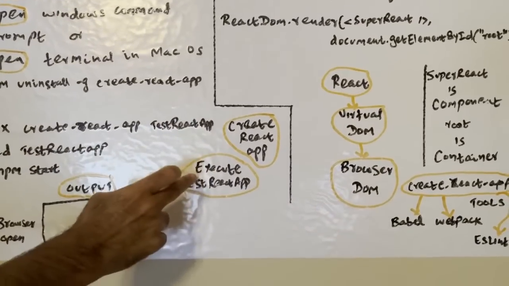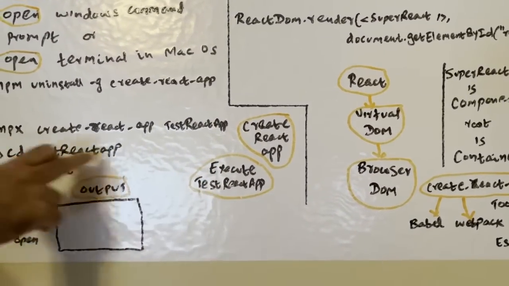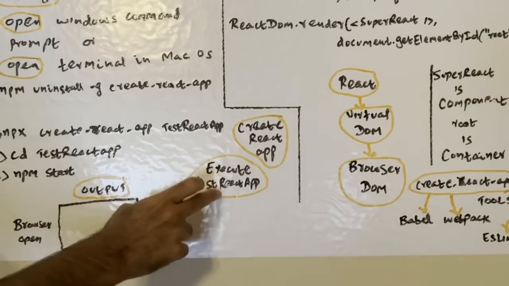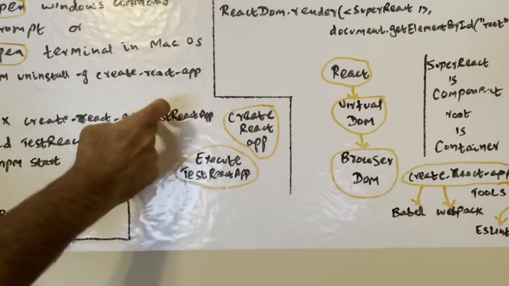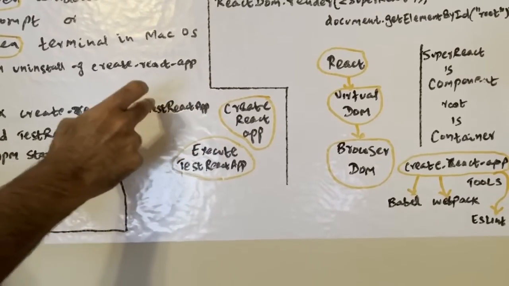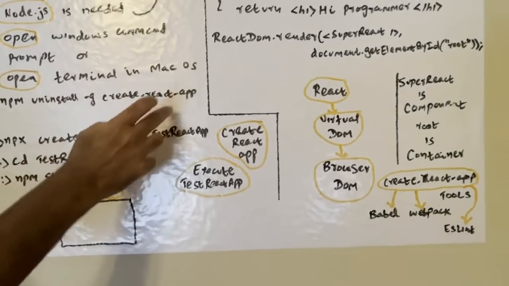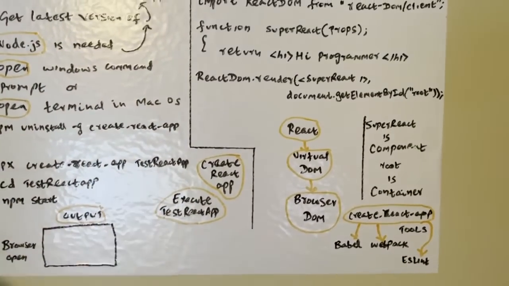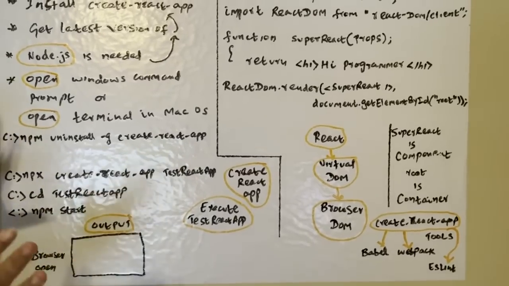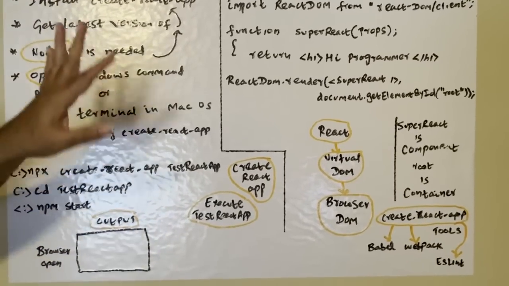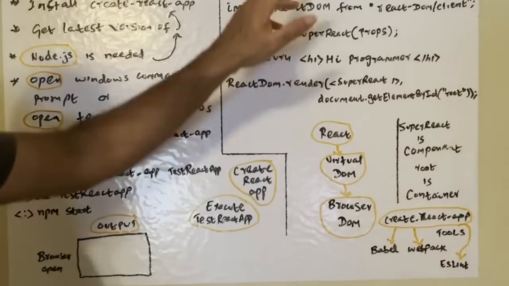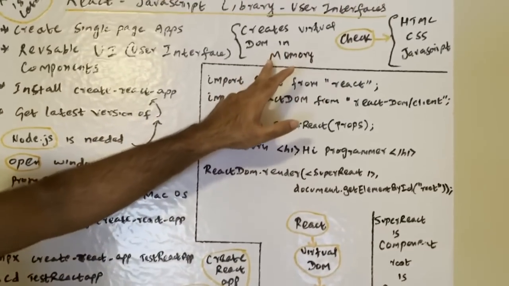Then you can issue some commands related to that app, like start, execute the test app. Whatever commands you put in here will be executed. But to execute that, you need the create React app as a basic free version. This is a very brief introduction about React. Let's move on to what other features, it creates a virtual DOM in memory.